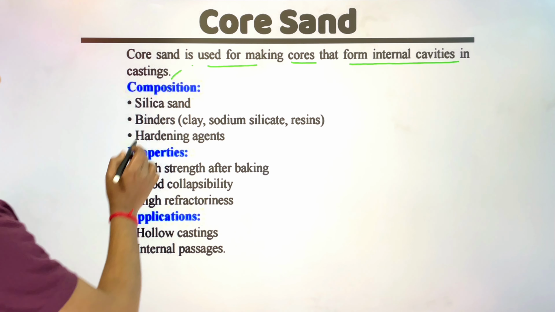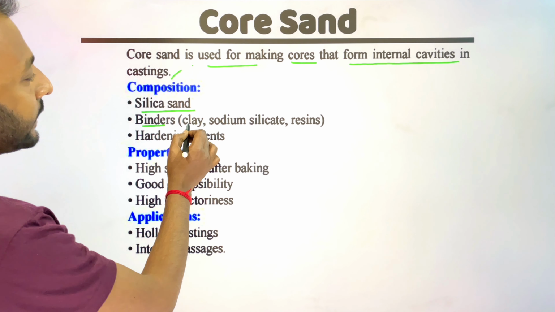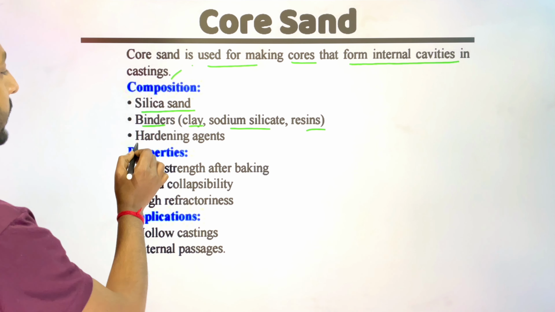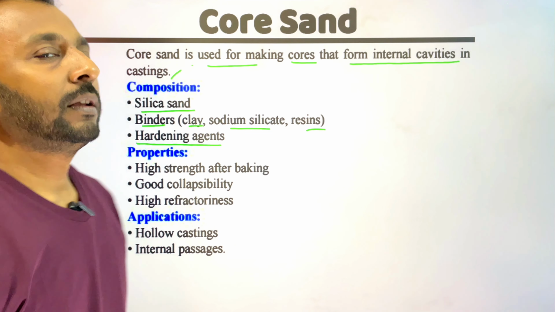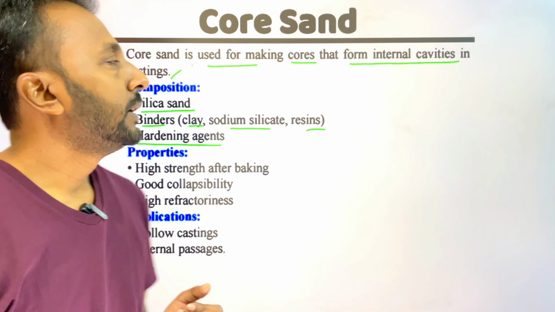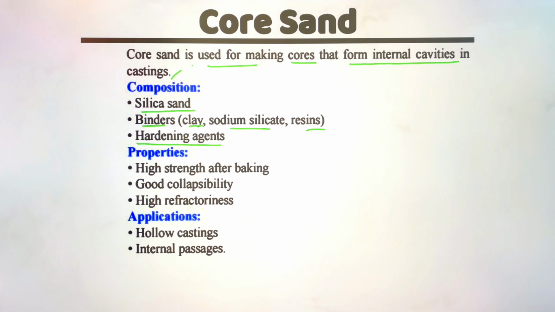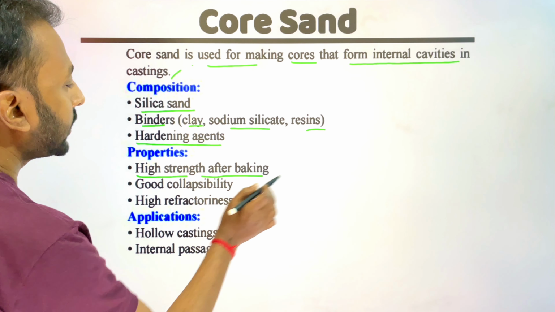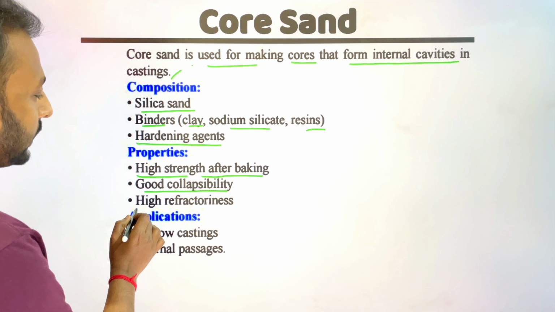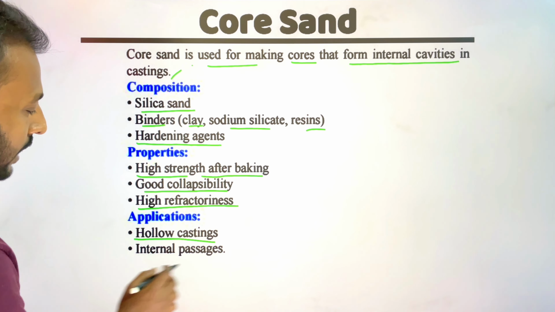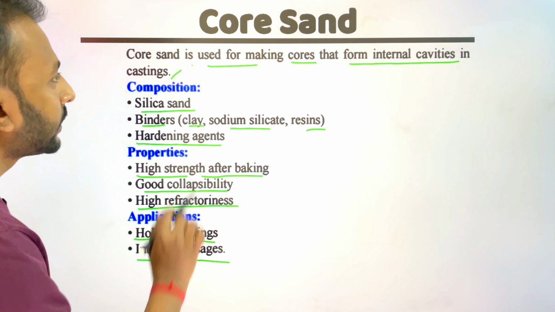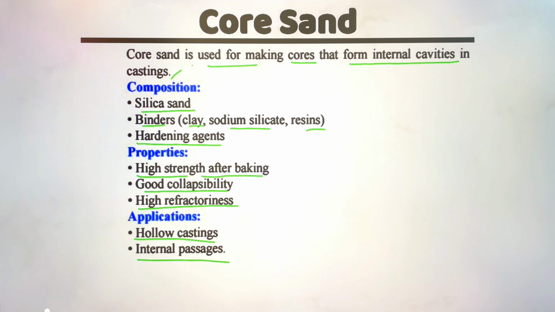So what is the composition? Silica sand, binders like clay, sodium silicate, resins, etc. and hardening agents. Also sometimes mineral oils are used in core sand. So it has high strength after baking, good collapsibility and high refractoriness. What are the applications? In hollow casting and internal passages, the core sand is used.